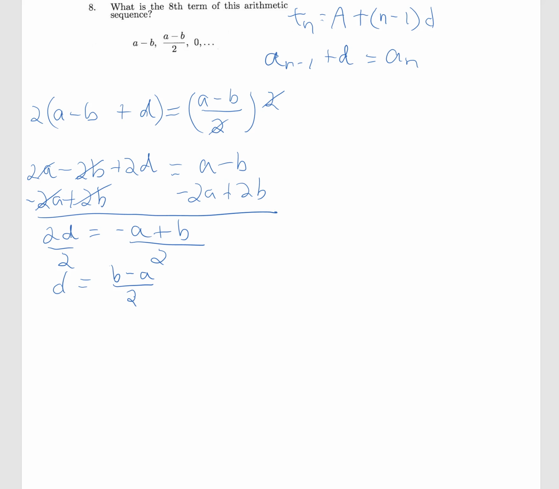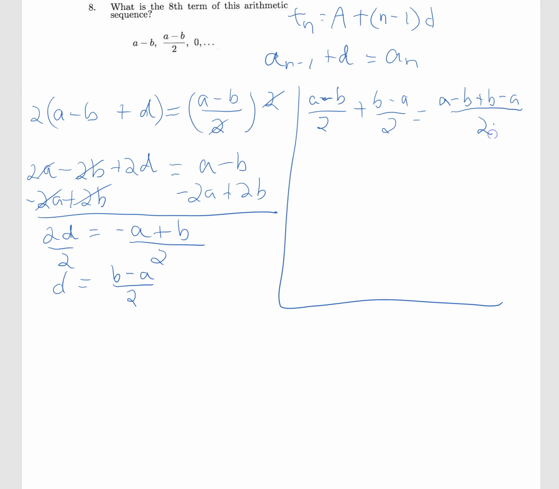So we can check that this is correct by going between our second and third terms. If we take our second term, a minus b over 2, and we add our d, which we've found is b minus a over 2, this should give us 0, but let's see what we get. This is the same as saying a minus b plus b minus a all over 2. If we move down, we can see that we have 1a minus a and 1b minus b. That's just going to give us 0 over 2, which is 0. And yes, that's our third term. So we've solved for d correctly.